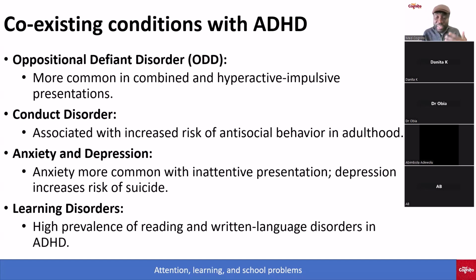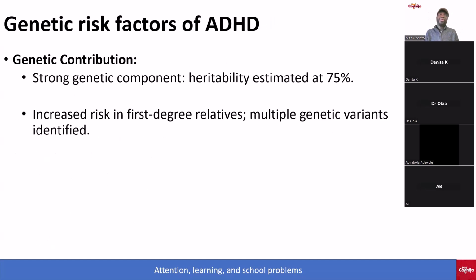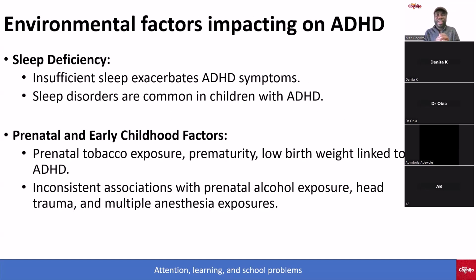Now, what are the genetic risk factors of ADHD? There's a strong genetic component, about 75%. So at times you may have parents coming to your consulting room saying, doctor, these are my symptoms, my doctor has started me on ADHD medications, and I can see that in my child as well. There is increased risk in first-degree relatives, and multiple genetic variants have been identified.